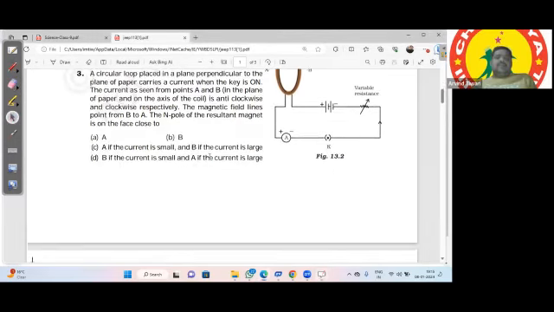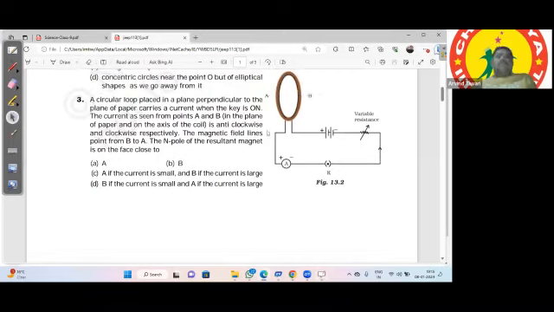Let's see the third one. A circular loop placed in a plane perpendicular to the plane of paper carries a current when the key is on. I'll give you time. Okay, take some time for this question, but I want an answer from everyone. Okay, everyone should send me a direct chat message.